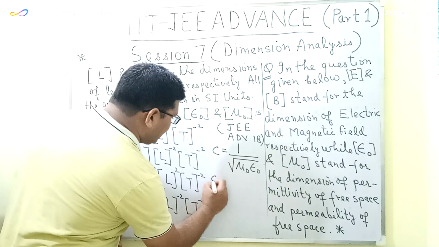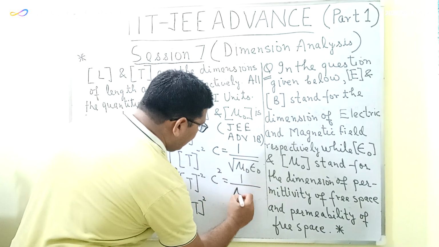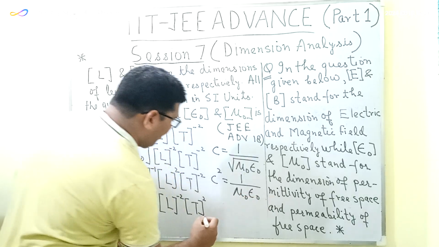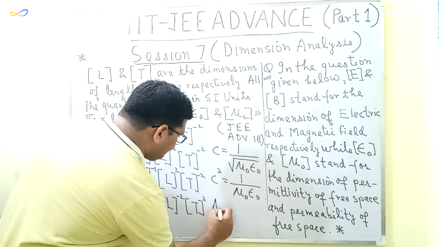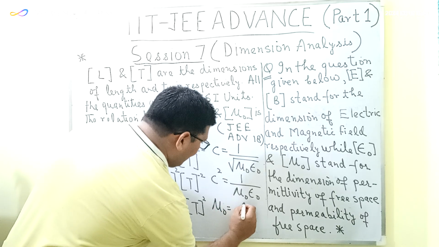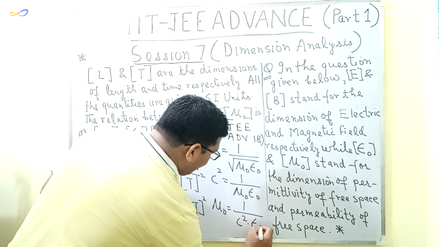So if I just square this equation, I will get 1 upon C square equal to 1 upon mu naught epsilon naught, and from here mu naught can be written as 1 upon C square epsilon naught.